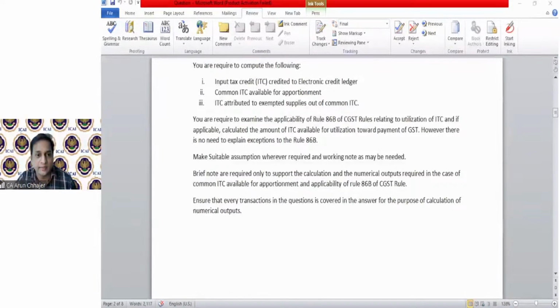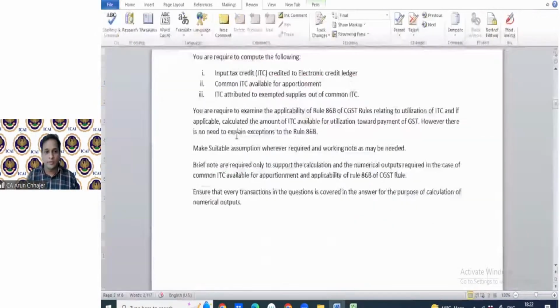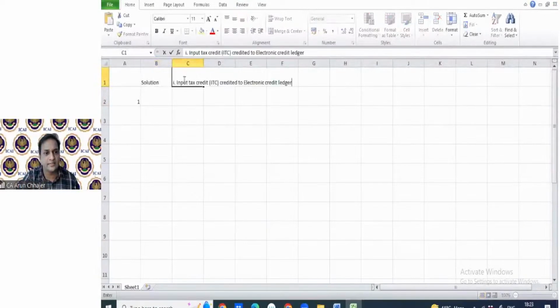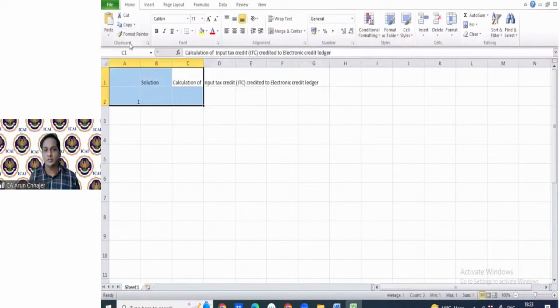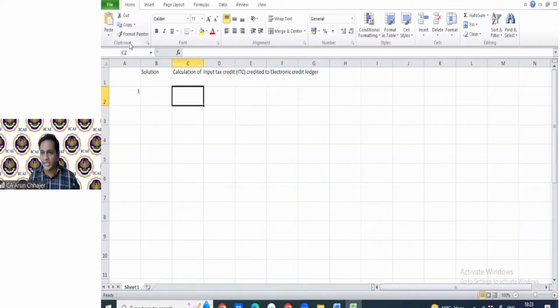So fine. Let me move to the solution. We'll do one by one. So first it says ITC credited to the electronic credit ledger. Correct. Let me calculate this. Calculation of input tax credit credited to the electronic credit ledger. I'm using Excel so that it would be easy for us to perform the calculation. That is the only reason.